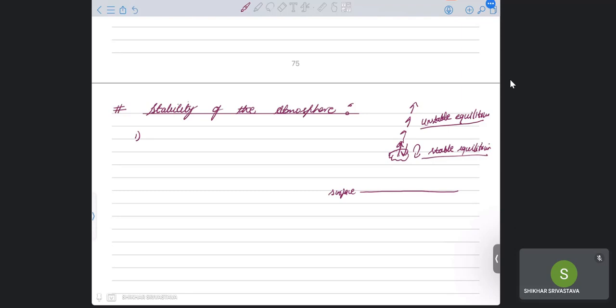Okay, so there are certain assumptions again when we are trying to understand the stability of the atmosphere. We know that we can understand the stability of the atmosphere by considering an air parcel, a part of the atmosphere.